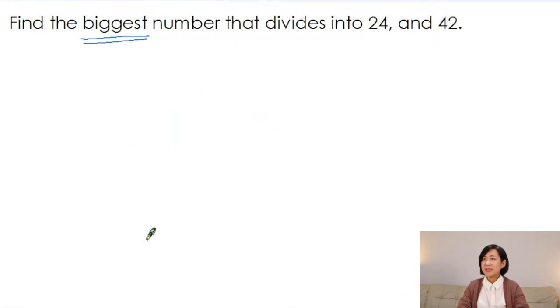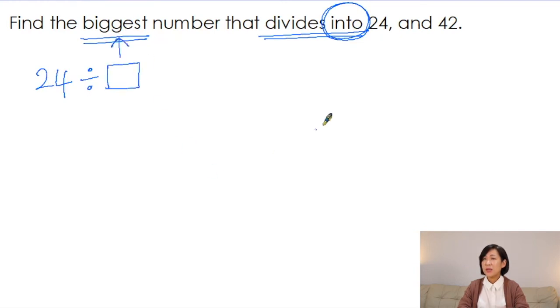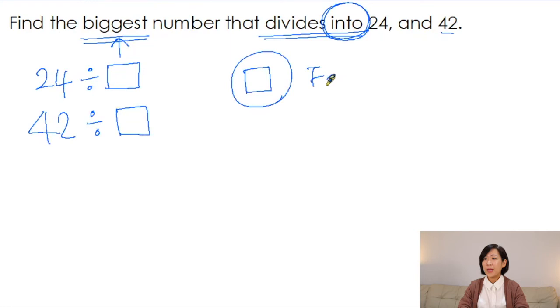Find the biggest number that divides into 24 and 42. So now, how can you find the biggest number? You need to always think about your keyword, biggest, and then it divides into 24 and 42. That means you've got 24 and you divide 24 by some number. That is the biggest number we're looking for. And then also we divide 42 by the biggest number we're looking for.